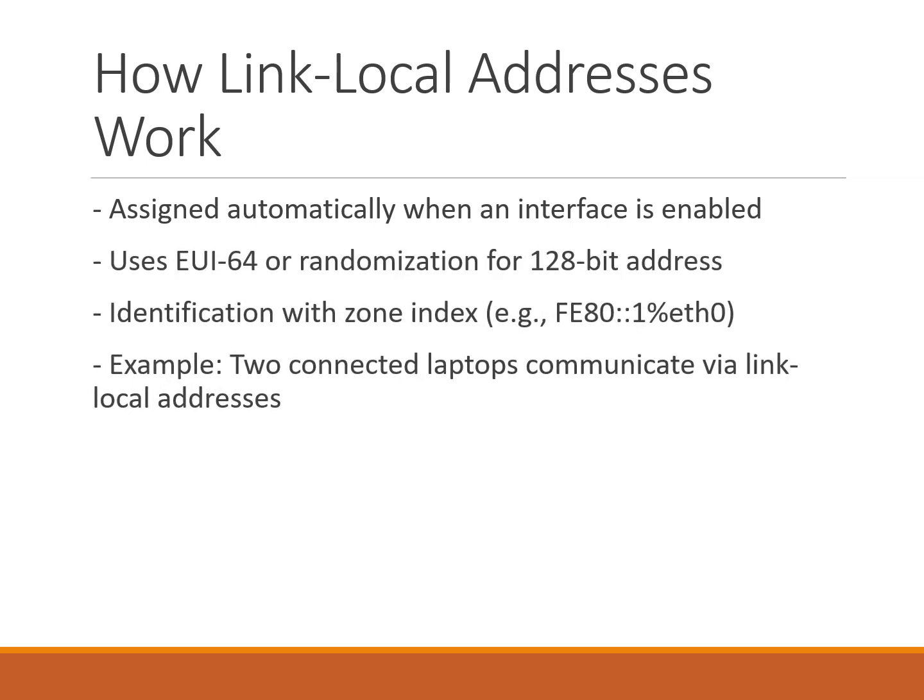So link local addresses are assigned automatically when a network interface is enabled. The system either generates an address using the EUI64 method or uses randomization. To identify different interfaces, IPv6 appends a zone index to the address, such as the one shown over here, which specifies the interface used for communication.